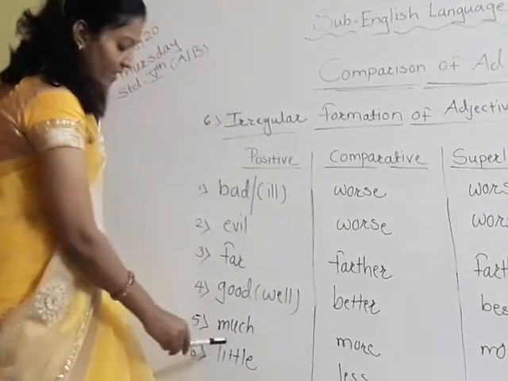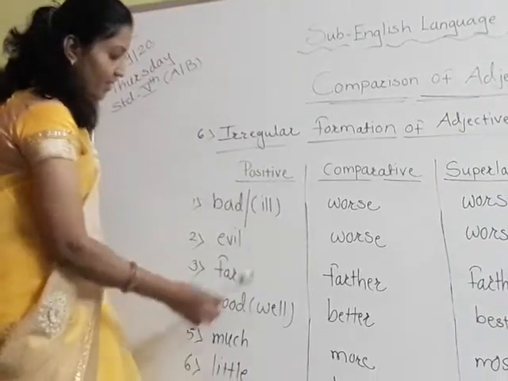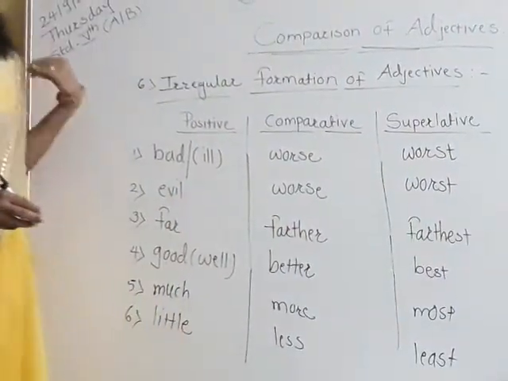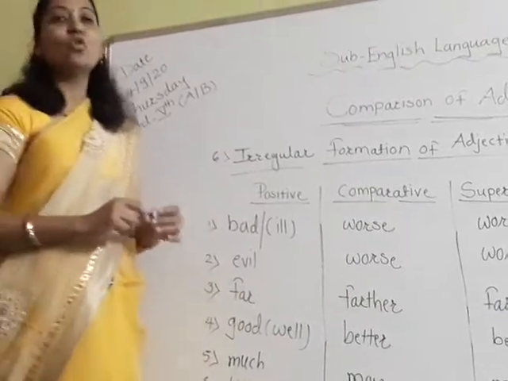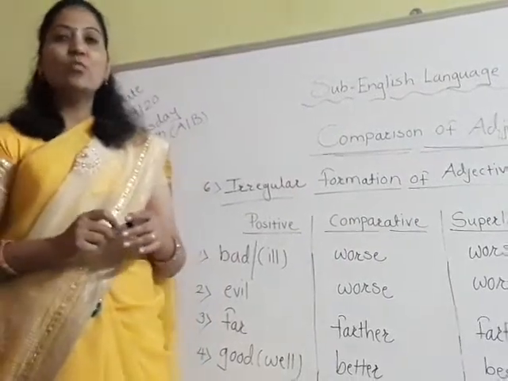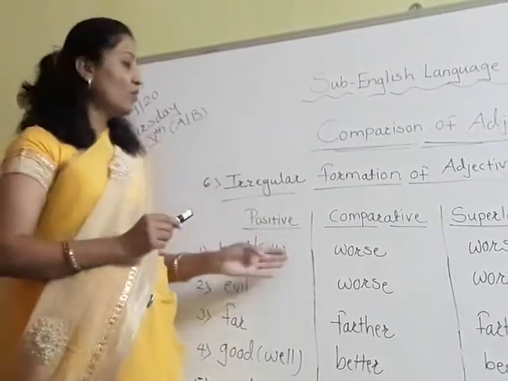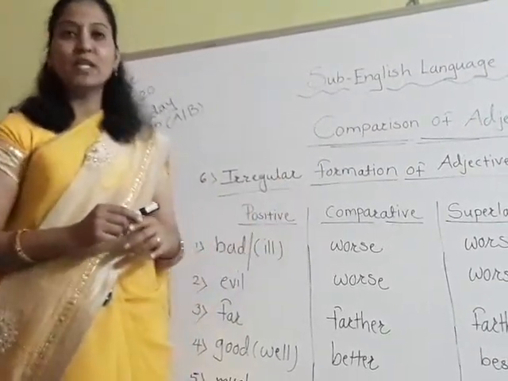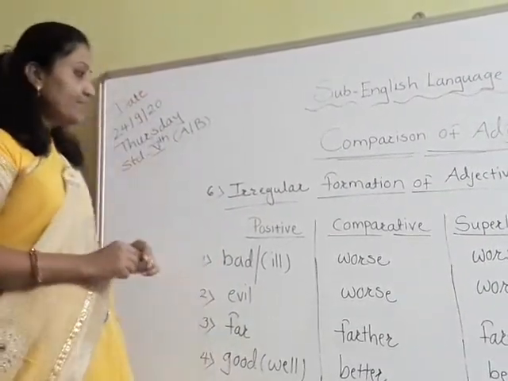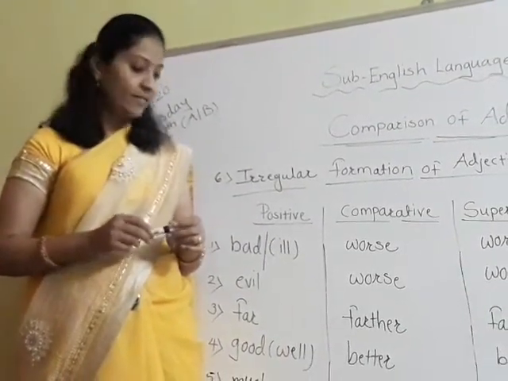In positive degree it comes as a little, we use it as a little, and in comparative degree it becomes less, and superlative degree it becomes least. So these are the six rules of forming comparative degree and superlative degree. If one adjective is given here in positive degree, then we have to form comparative and superlative degree using these 6 different rules. Okay, so now we are going to see the use of some and any.